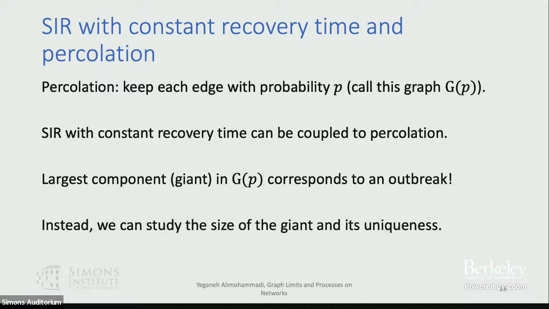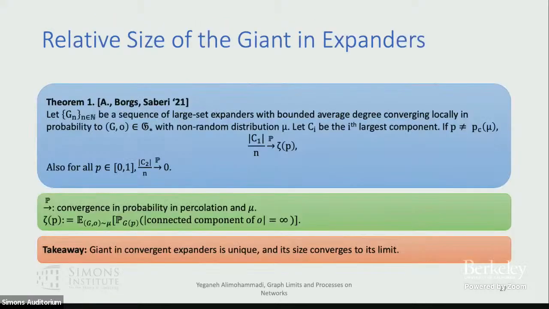So the next goal is to see what would be the size of the giant in G of P, which I'll show you in a slide. We showed that under the same sequence of graphs, like well-connected converging graphs, the size of the largest component over n always converges to a fixed number, which is actually the size of the outbreak in our epidemic notion. And the second largest component always converges to 0. So what we showed is that the largest component is unique, the size converges, and in some sense we can also estimate the thresholds where we have a large component or not.